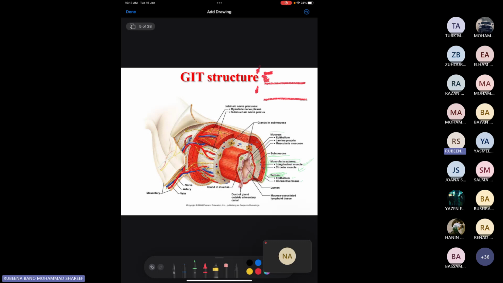And the innermost is the mucosa, which has three layers: epithelium, the innermost, then lamina propria, and then muscularis mucosae. This is the lumen of the gut. You can see this is the epithelium, then the lamina propria, and then the muscularis mucosae. So these are the five layers of the GI system, and this basic structure remains the same throughout the GIT.